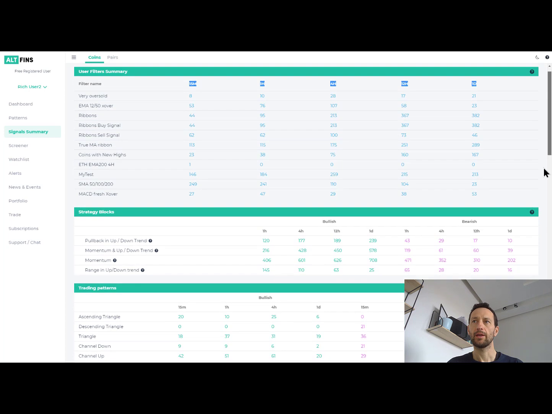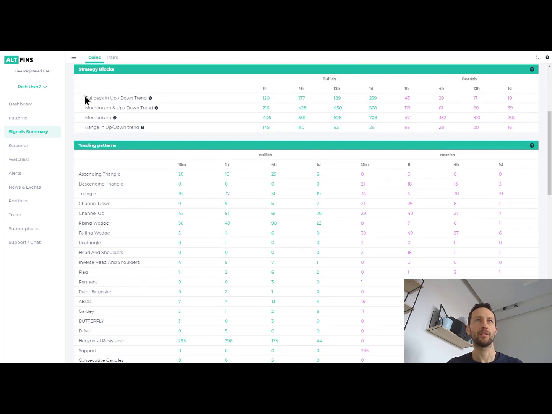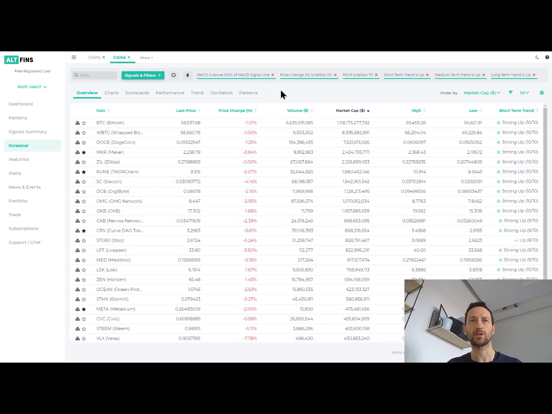So the one that I would like to use today is the filter that looks for pullback in an uptrend. So we're looking for bullish situations. Looks like there are 239 coins that fit that criteria right now on a daily time interval. So I'm going to go ahead and click on that number. That will take me to the screener results, and that filter is applied up here, as you can see right here.